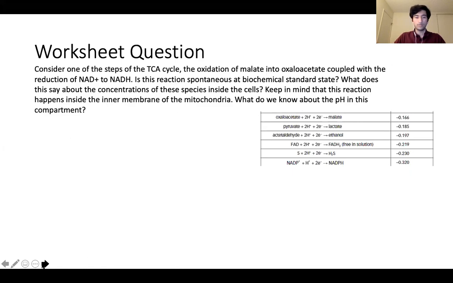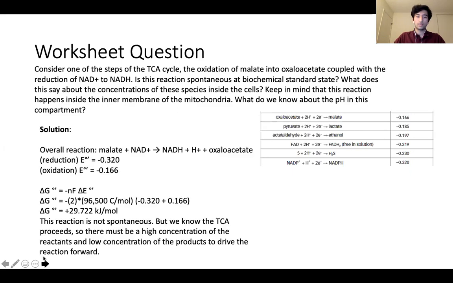And what you can do if you work this out, and this will be posted in the worksheet solution as well, is realize that at biochemical standard state, this reaction is actually not spontaneous. It has a delta G standard of about 29.7 kilojoules. But from our own knowledge, we know that the TCA cycle actually progresses. So this means that this reaction does have to happen in vivo in order for our cells to work and for the rest of cellular respiration to work.